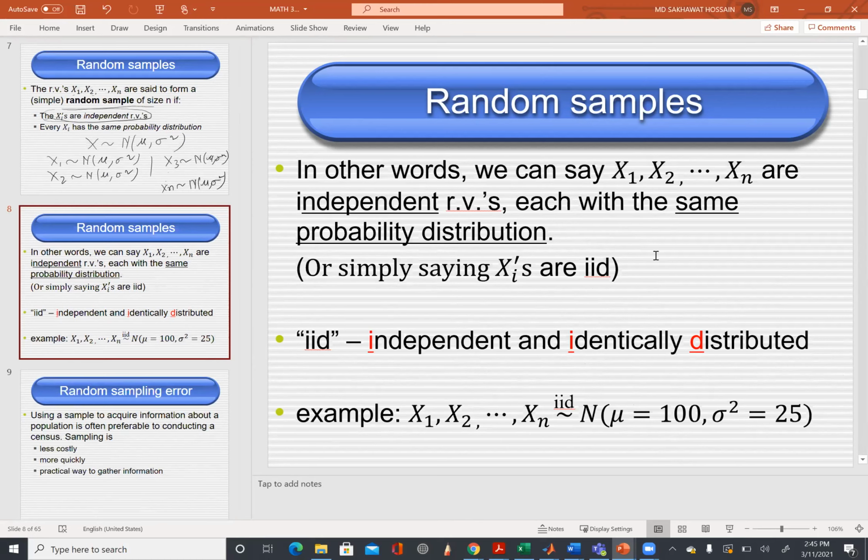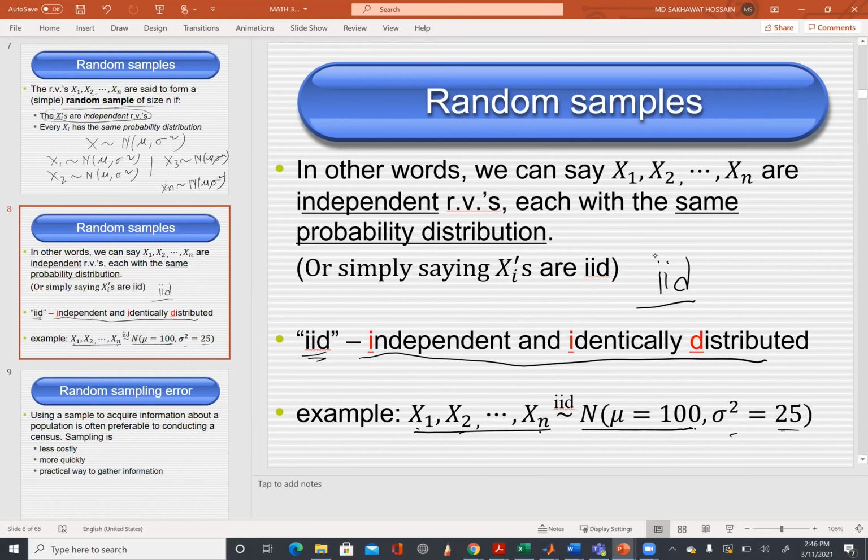So the simple random sample is also called independent and identically distributed, denoted by IID. IID means independent and identically distributed. That means the random variables are independent. Here you can see an example: x1, x2, up to xn are IID, and they are normally distributed with mean mu equal to 100 and sigma square equal to 25. So what does it actually mean?